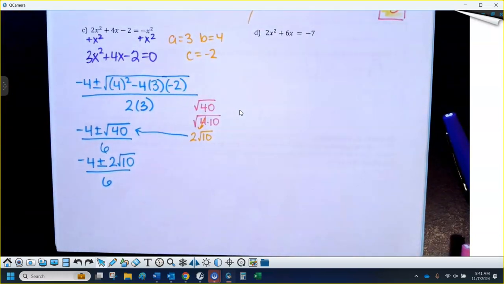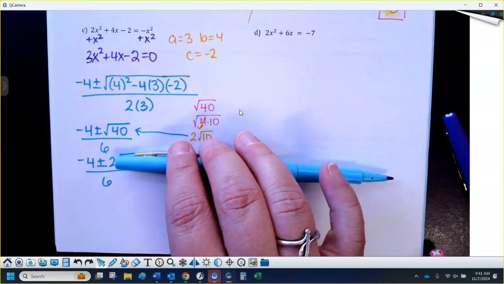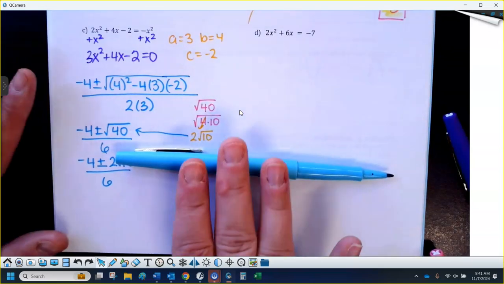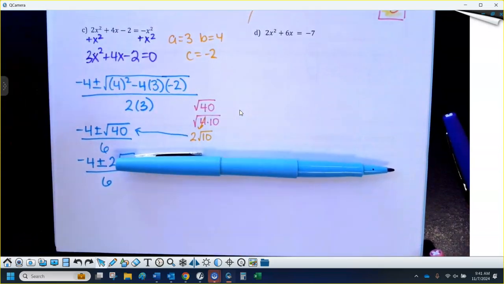Now, depends on the question. Can I simplify that expression in any way? I've got -4 plus or minus 2 roots of 10 over 6. Okay, let me show you what you're looking for. Do not touch the radical. Don't touch the radical. Don't change anything like that.